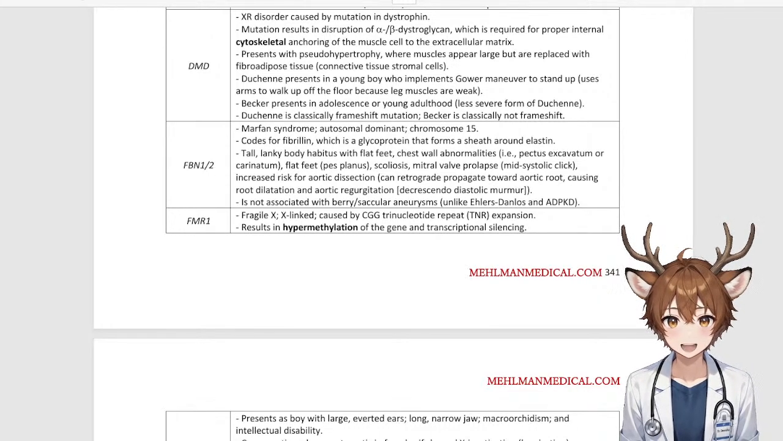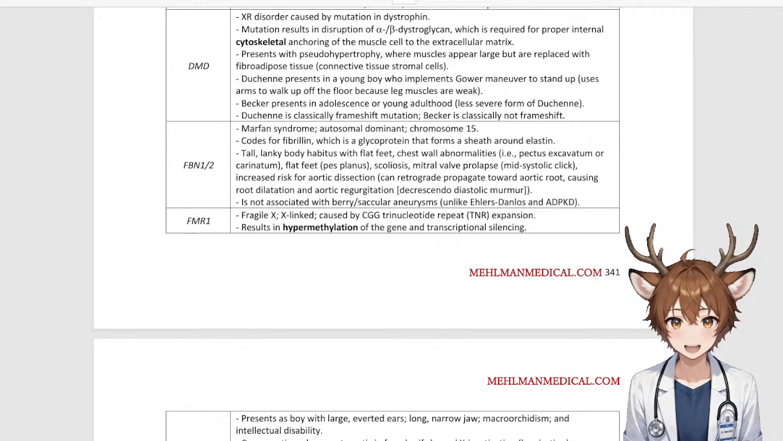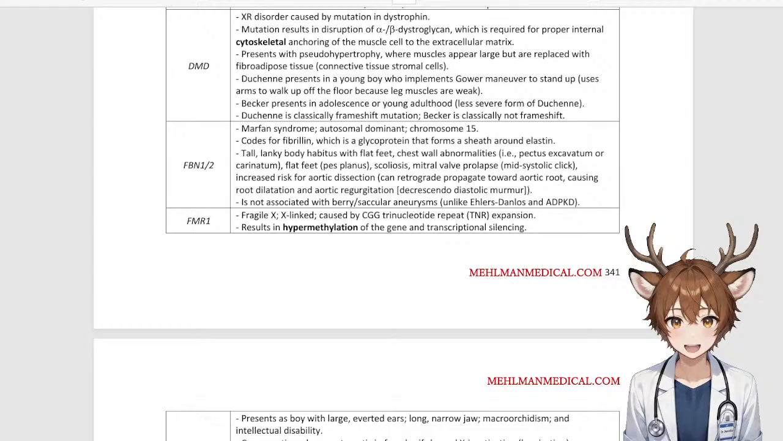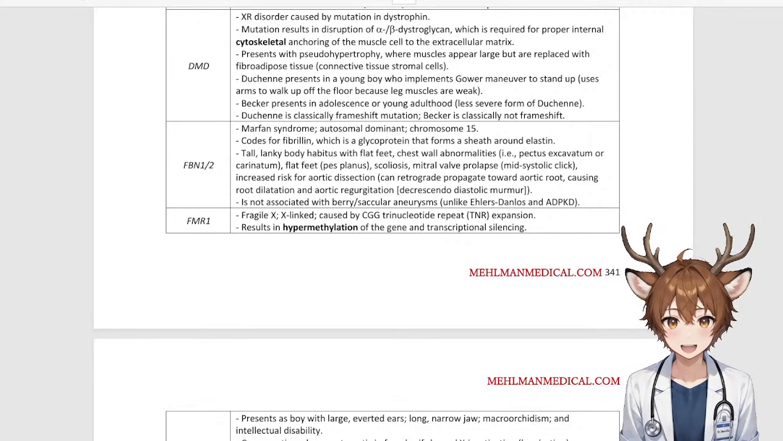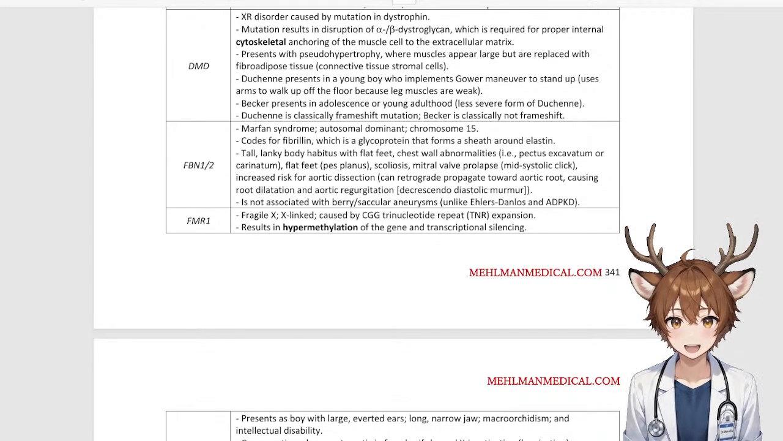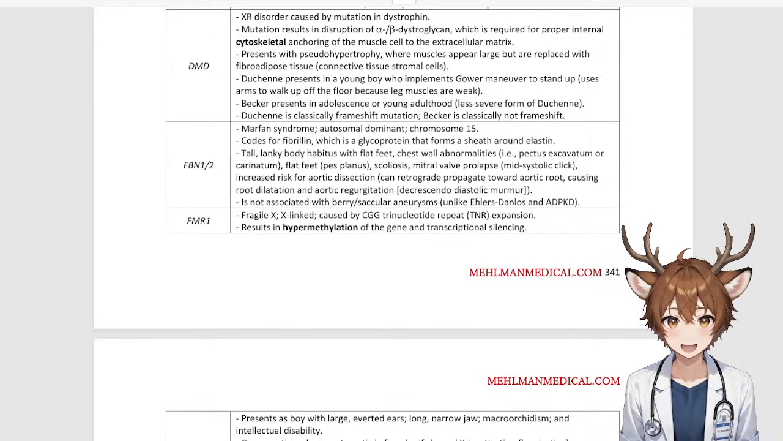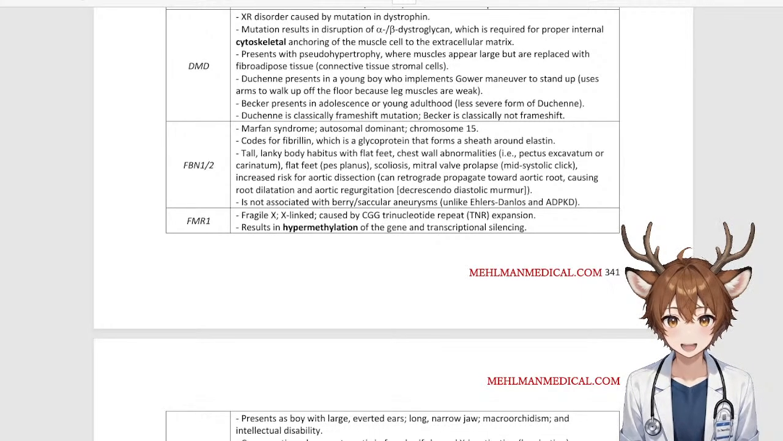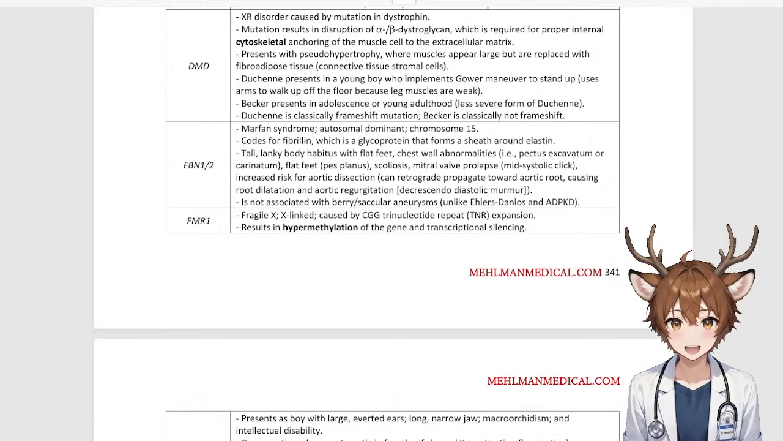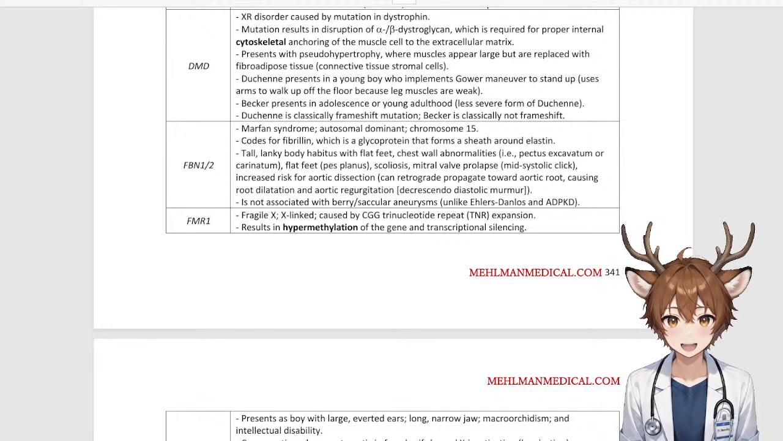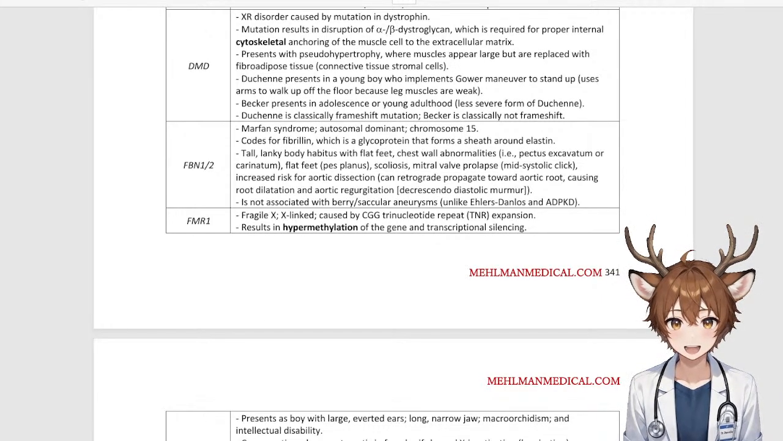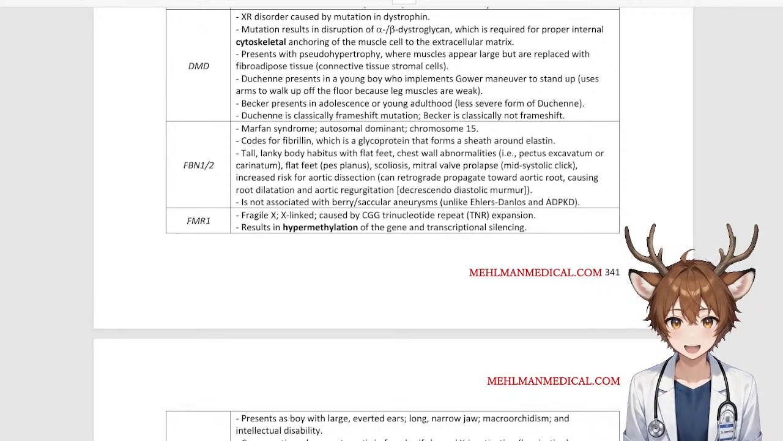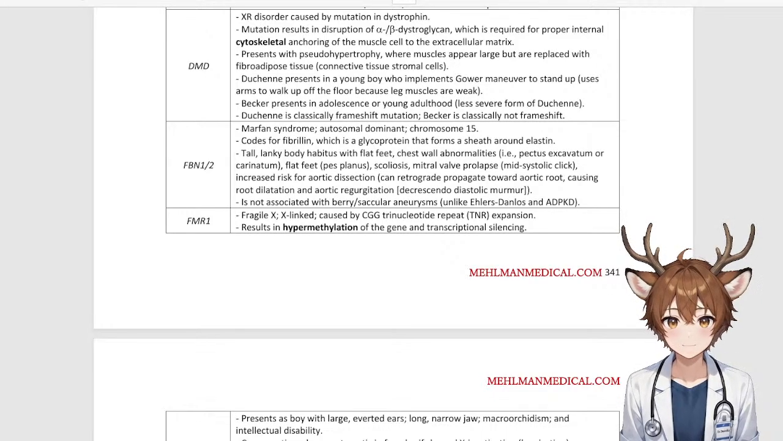FBN1 and 2, Marfan syndrome, autosomal dominant, chromosome 15, codes for fibrillin, hence the name FBN, which is a glycoprotein that forms a sheath around elastin. Tall, lanky body habitus with flat feet, chest wall deformities, that is to say pectus excavatum or carinatum, pes planus, scoliosis, mitral valve prolapse, mid-systolic click, increased risk for aortic dissection, can retrograde propagate toward aortic root, causing root dilation and aortic regurgitation, decrescendo diastolic murmur. It is not associated with berry saccular aneurysms, unlike Ehlers-Danlos and ADPKD.